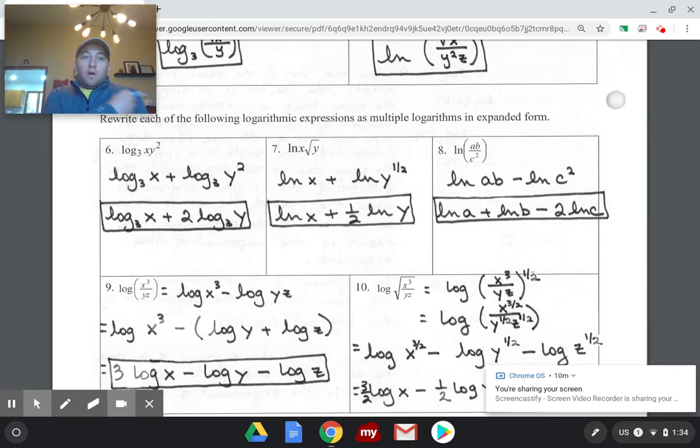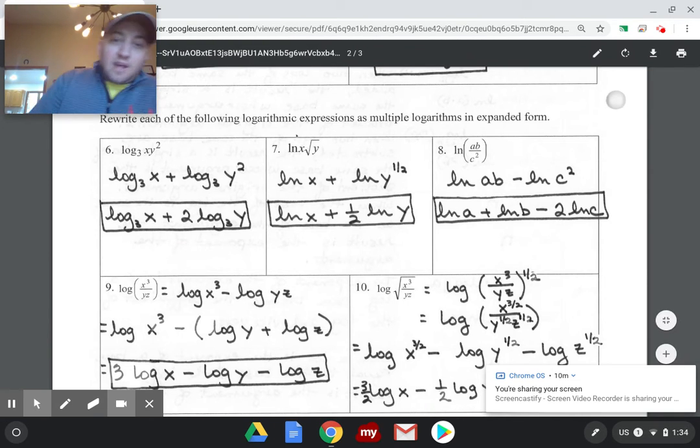We really want our answer to be a logarithm with just a single variable as our argument, not a variable with an exponent or anything like that. So number 7, they split up the x times radical y with an addition.